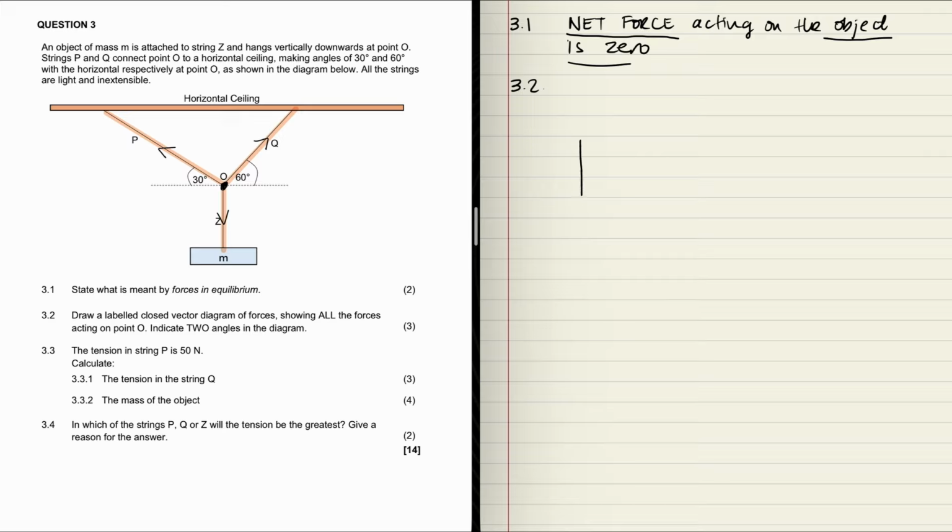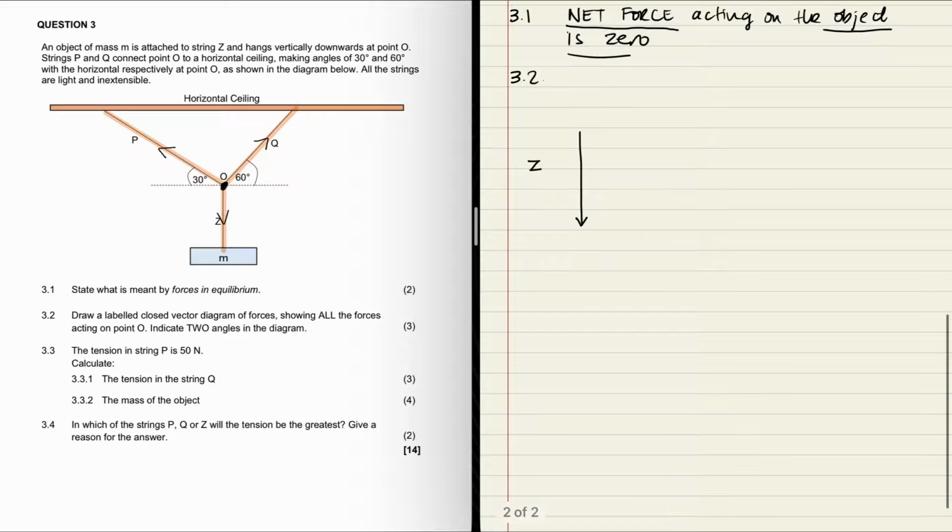So I can easily just draw Z going straight down. Then I can take Q and draw a diagonal going this way. And then from here, draw the last diagonal, which is going to be P. And that's going to be my closed triangle. Now they asked us to include 2 angles in the diagram. So if I look at Q, it is making an angle of 60 degrees to an imaginary horizontal line.